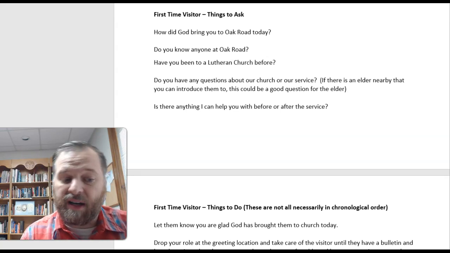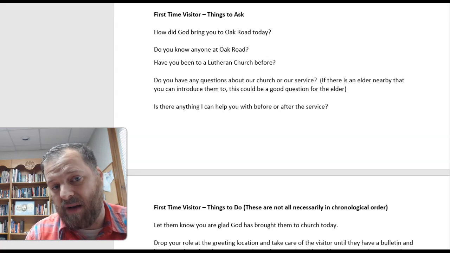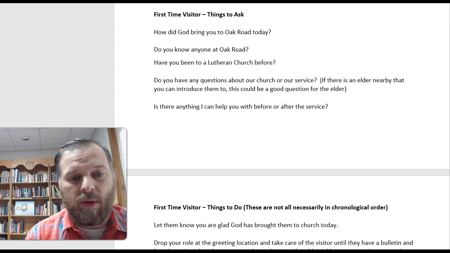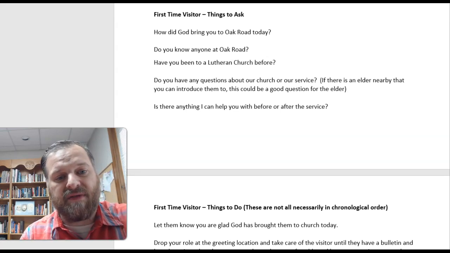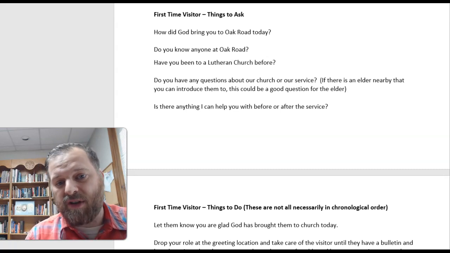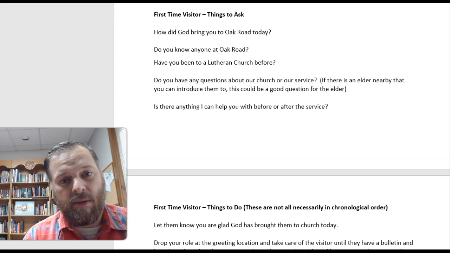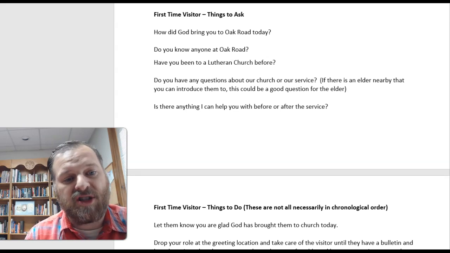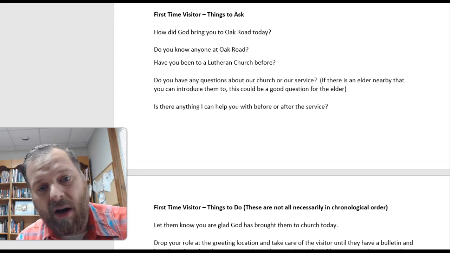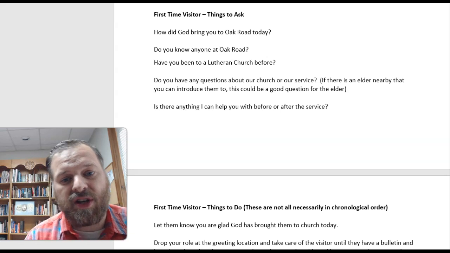How did God bring you here? It can let you know, maybe is the person a believer, not a believer? What are they looking for, right? So you can better tend to their needs. If they've never been to a Lutheran church, you may want to help them out more, right? Because depending on where they've been before, our service may be quite different than what they're used to, and you can do some explaining. Do you have any questions about our church or our service? Is a really good question.